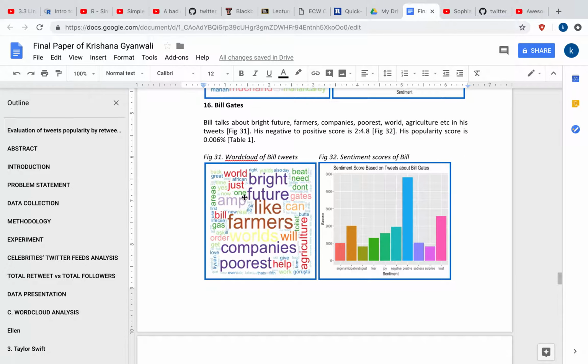And then Bill Gates, he is maybe worried about the future, and then farmers, companies, poorest. I think the Gates Foundation is working on different sectors around the world. So world is there, African is there. He mentioned those things in his tweets. His sentiment score, if you check, is positive, more than 4,500, and his trust is more than 2,500. When you see negative, and then after joy, and then anticipation, then sadness and surprise are low. But his popularity score is 0.06.